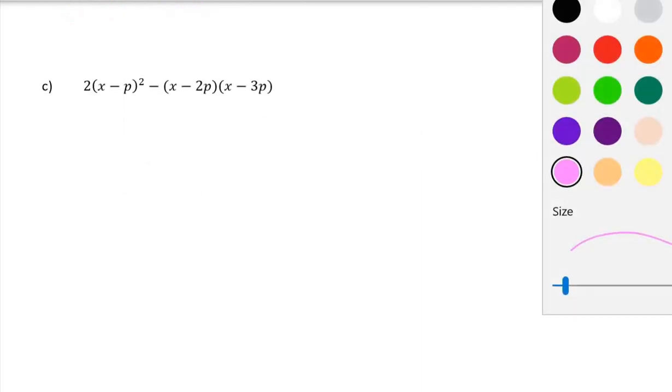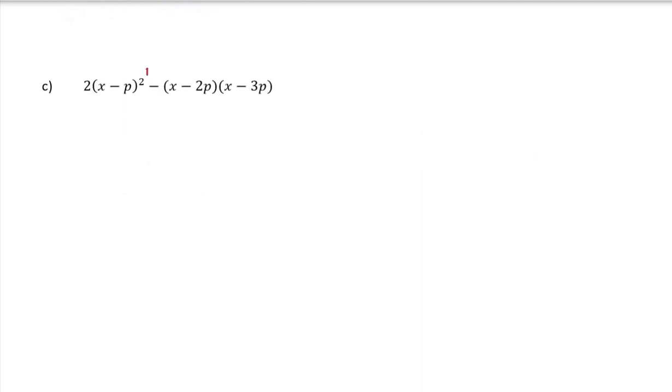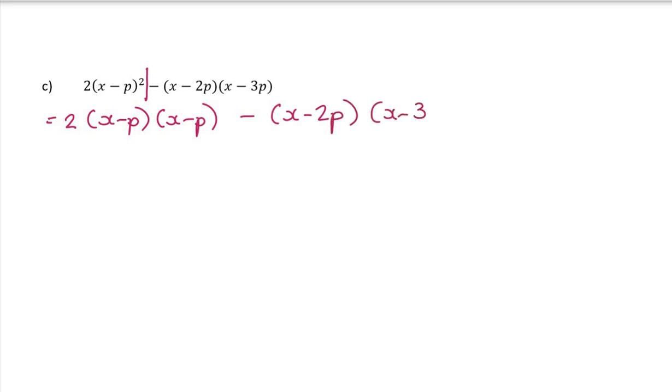Okay, moving on to question C. Question C, there were two terms, and they were quite complicated, these terms, in that you have a constant outside and you're squaring a binomial, and there's a minus there. So that minus is going to mean that I'm going to need a bracket again. So let me just write out my question. Okay, now I start simplifying.